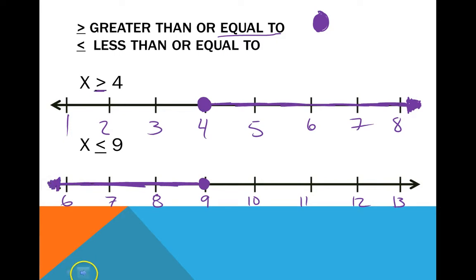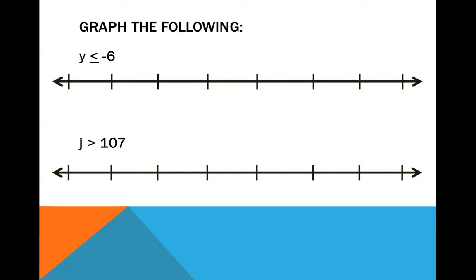So we've done a few examples. Let's do a few more. Y is less than or equal to negative 6. So in the middle I put negative 6, negative 5, negative 4, negative 3, negative 2, negative 7, negative 8, negative 9. Am I going to use a solid circle or an open circle? I'm going to put a solid circle on negative 6. That or equal to sign tells me it's solid.